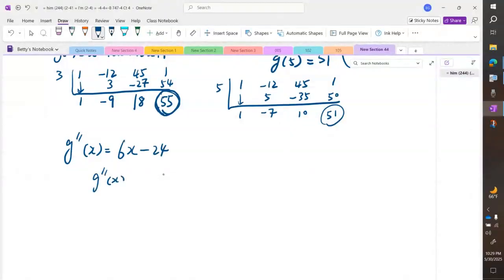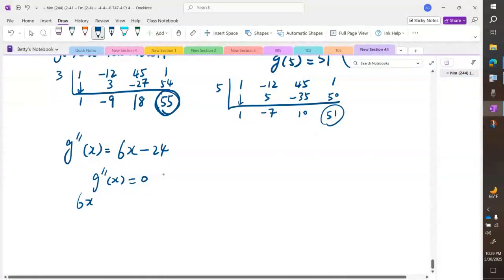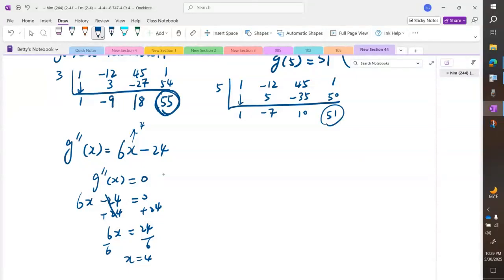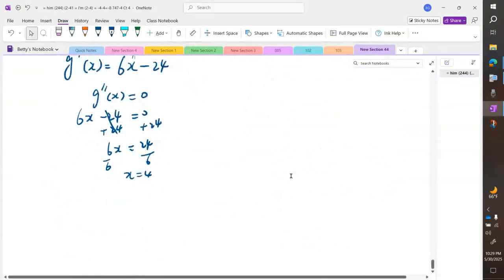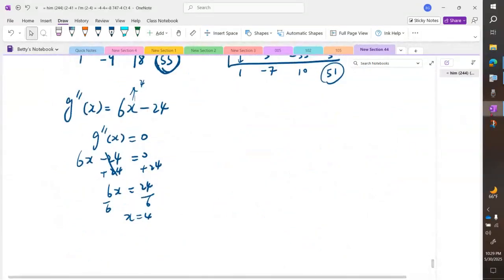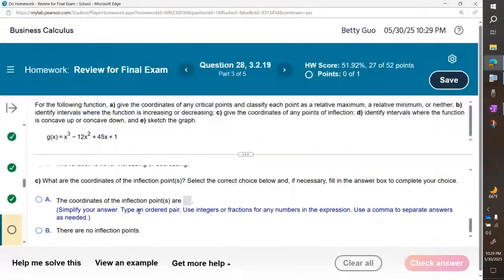If we make the double prime equal 0, then 6x minus 24 equals 0, plus 24 on both sides, 6x equals 24, divided by 6, x has to be 4. Only when x equals 4, double prime is 0, right? So it does have an inflection point. Also, you see the polynomial function with degree 3 does have only one inflection point. So the inflection point happens at 4. Not B, it's A.